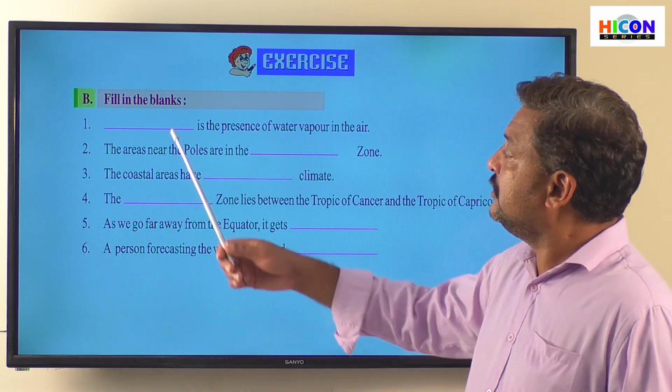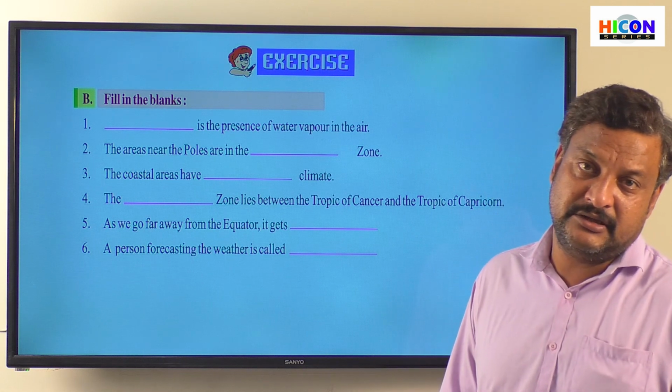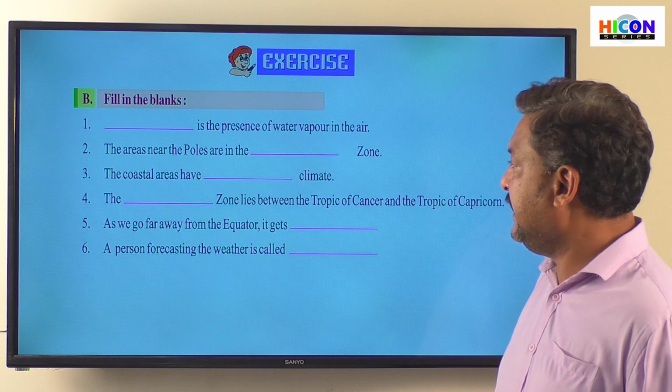What do we call it? Humidity is the presence of water vapor in the air.